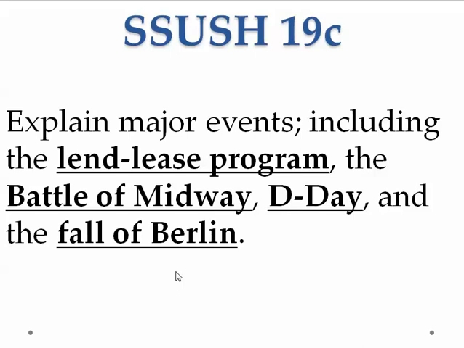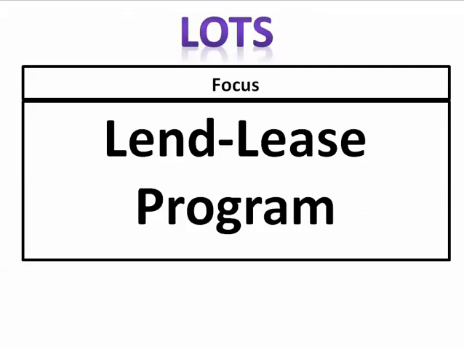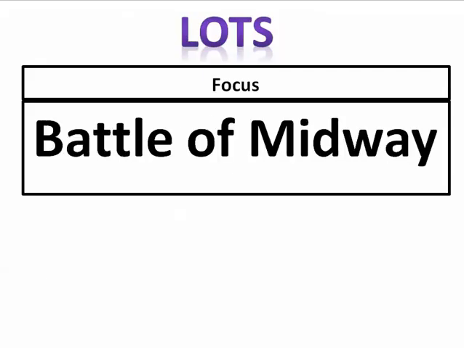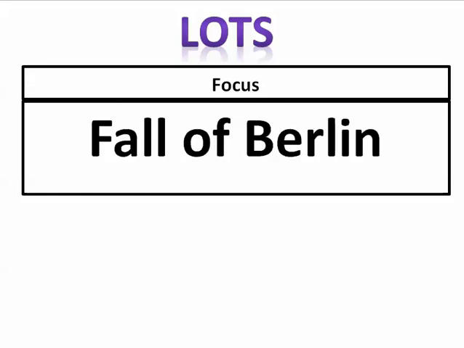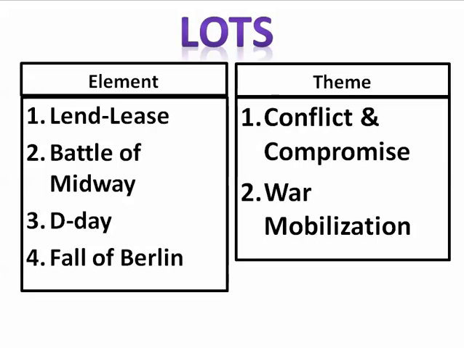So we have four things here we have to focus on: Lend-Lease program, Battle of Midway, D-Day, and fall of Berlin. Four focus areas, so this is going to be a long video. The elements are those we just discussed. Conflict and compromise and war mobilization are themes. And we're going to talk about some geography here as well. It's going to be very important.